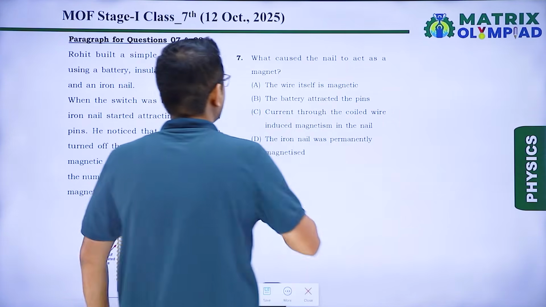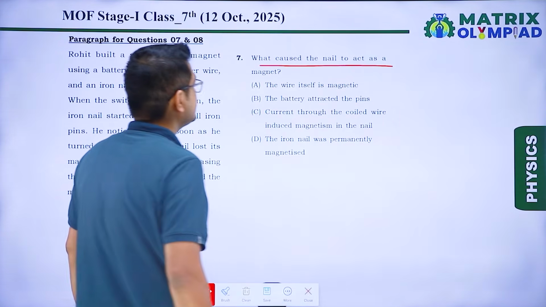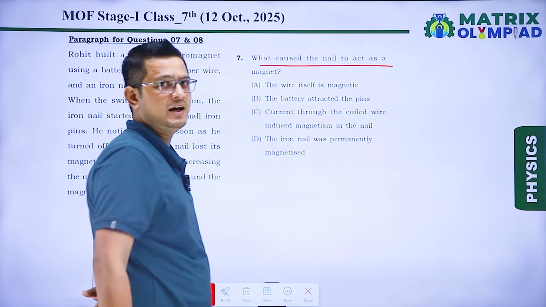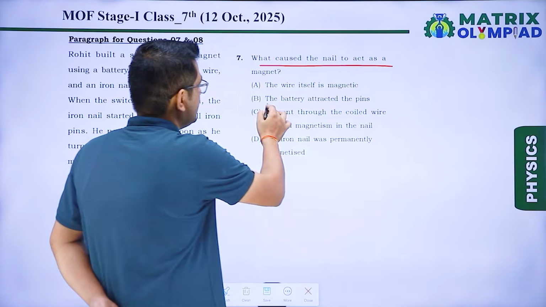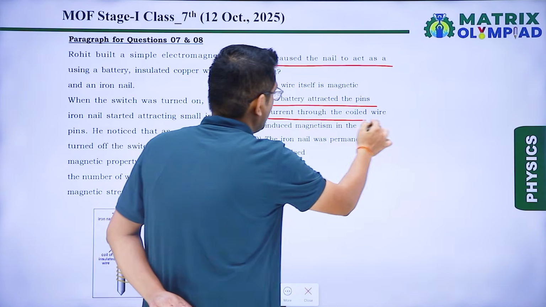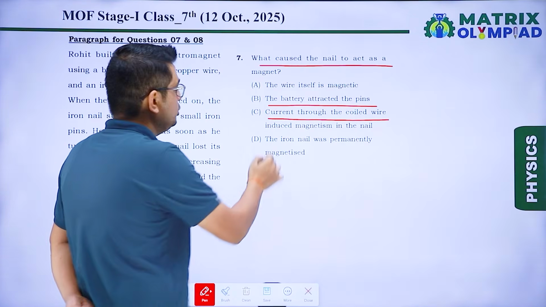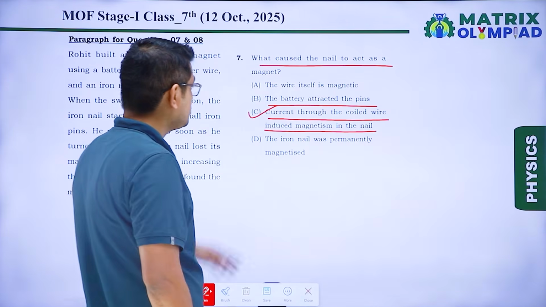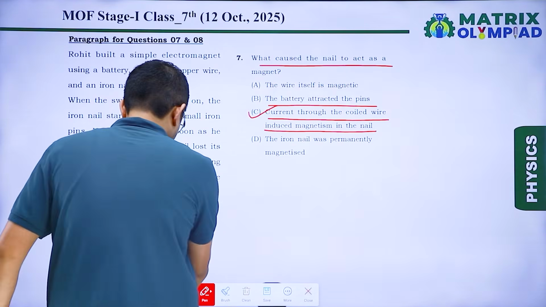Okay. So the question is, what caused the nail to act as a magnet? So we know that the wire itself is a magnet. No, wire is not a magnet. Okay. The battery attracted the pin. No, battery does not attract the pin. The current through the coiled wire induced magnetism in the nail. That is a true statement. Okay. So option C is our correct answer.